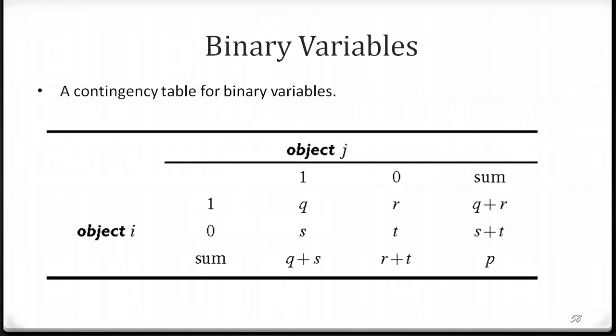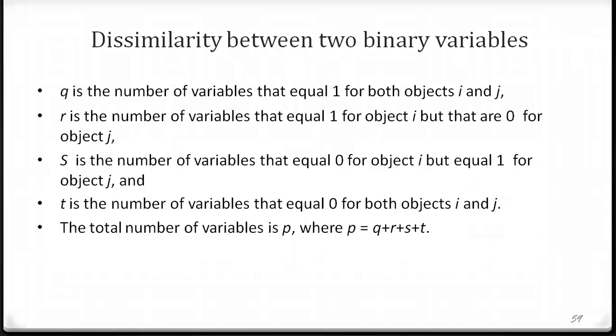So let's look into a small contingency table for binary variables. Imagine you have occurrences of 1 and 1, both positive. Occurrence of a positive event 1 and 1 is q. 1 and 0 is r. 0 and 1 is s. 0 and 0 is t. The row sums are q plus r, and s plus t. The column sums are q plus s, and r plus t, and the total sum is p.